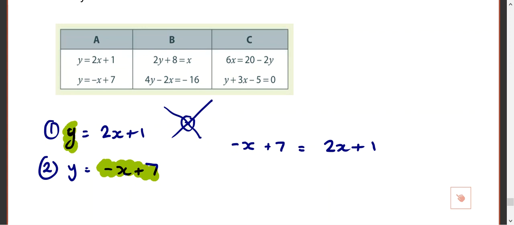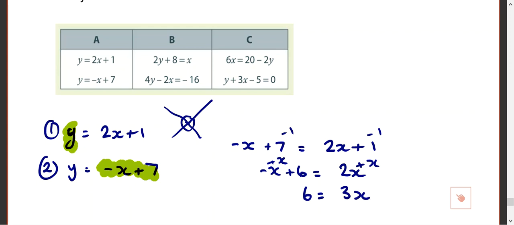First step? Subtract 1. Subtract 1 from both sides, I get negative x plus 6 equals 2x. Then add x to both sides, gives me 6 equals 3x. Therefore x must equal 2.